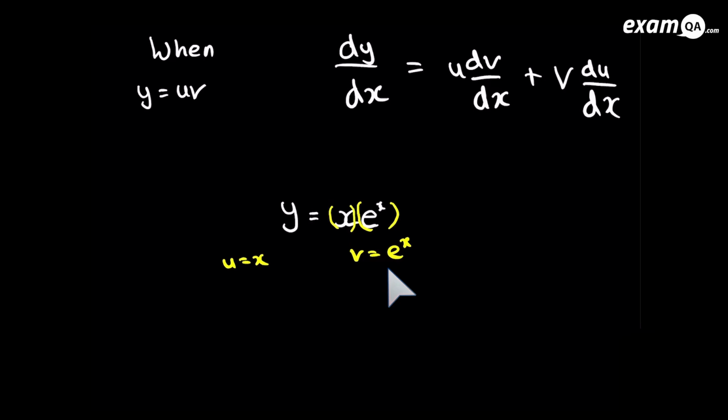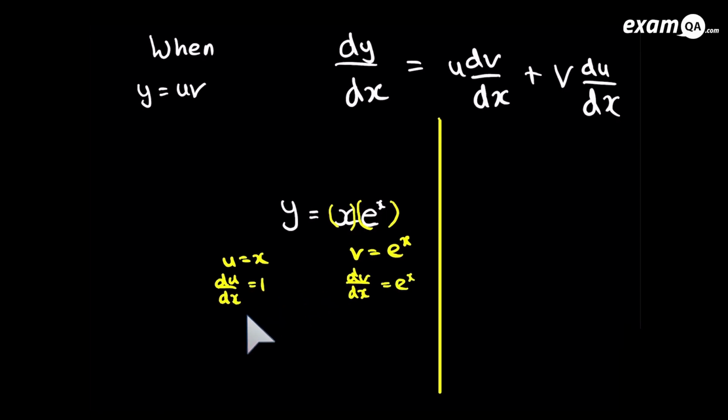Now, look back at the formula. We've got u, we've got v. But to fill in that formula, we need to know what dv/dx is and what du/dx is. So let's go ahead and do that. Now we've got all the parts we need for that formula. So we just need to go ahead and fill it in. So my u is x. My dv/dx is e^x. Then we have a plus. And my v is also e^x. And that multiplies to du/dx, which is 1. So that's just e^x. And it's as simple as that.